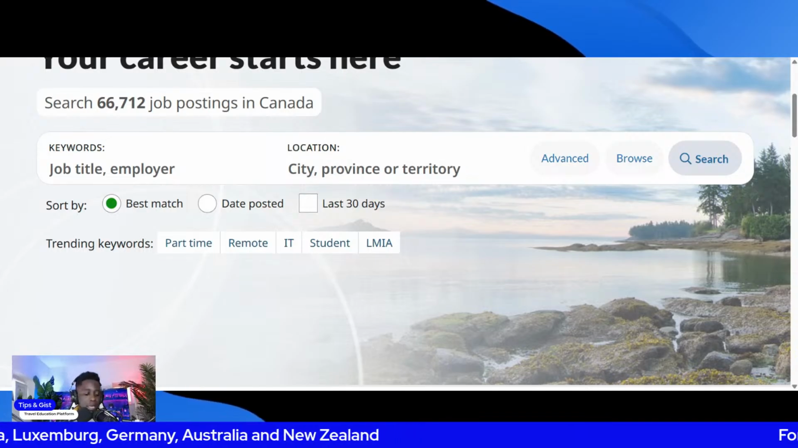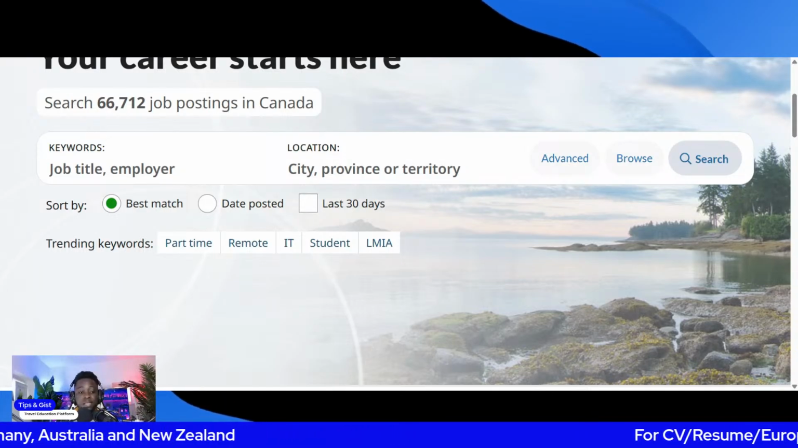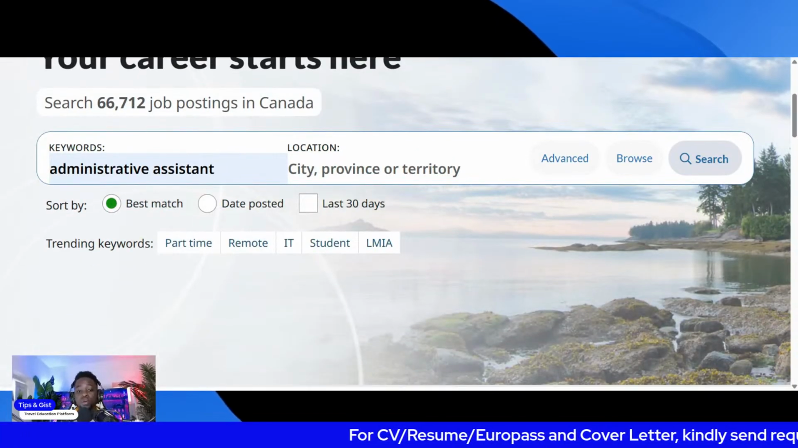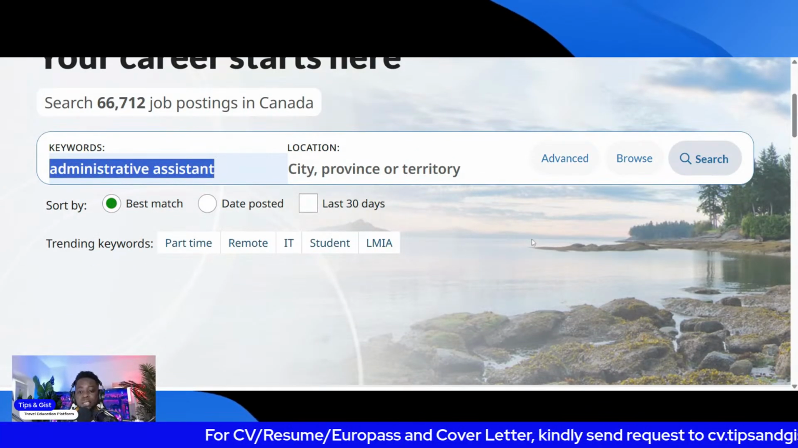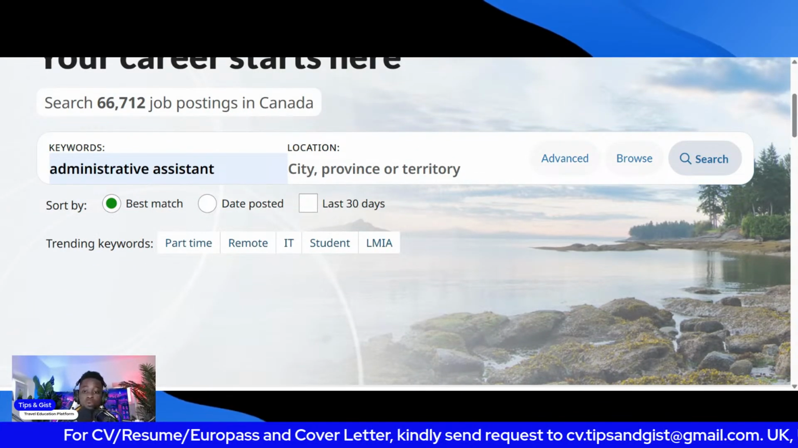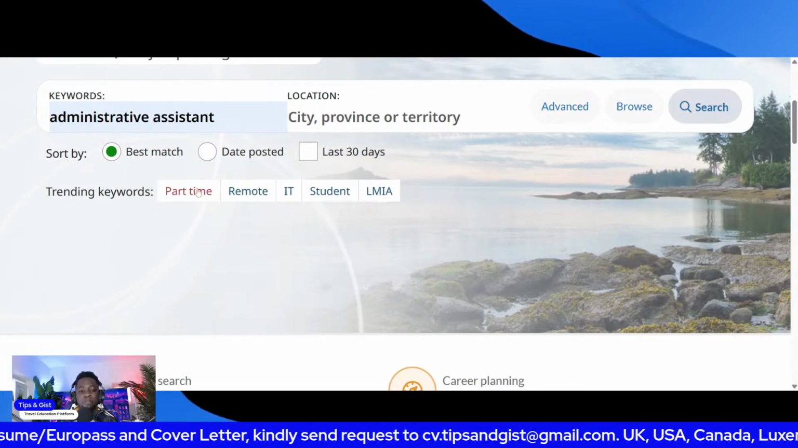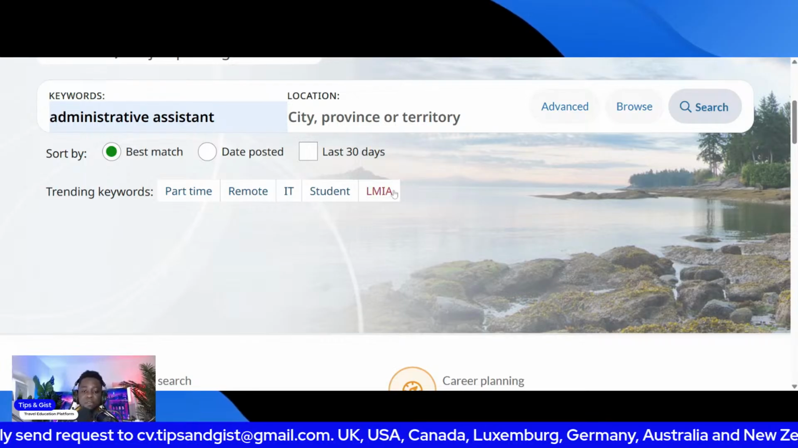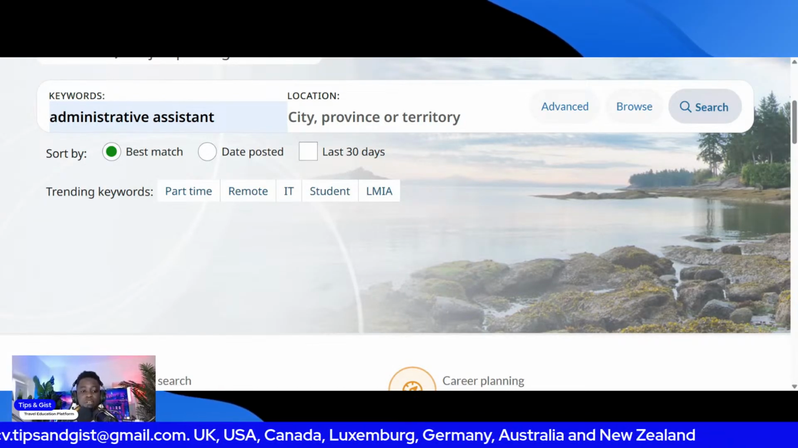Now, let us look at a job role like administrative assistant. They're going to ask you for a keyword. So what job are you looking for? We want administrative assistant. Which part of Canada? We don't know, so we leave that part. You see, they have part-time, IT, student, LMI jobs. The LMI is meant for you, but we don't click on that. It is a trending keyword.